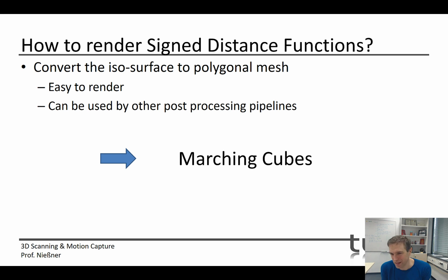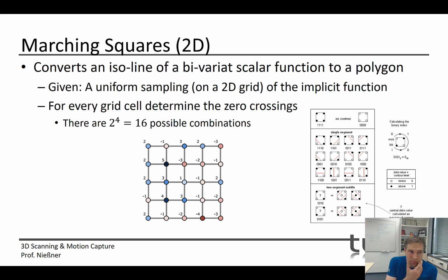This method is already ancient, right? Many people have done this for isosurface level set extractions, and the idea is basically you convert an isoline of a bivariate scalar function to a polygon, and I want to show you quickly how this basically works in 2D. So let's say this is a 2D signed distance field, right? These are the sample points in your 2D grid. These are all the distance values, right? Some distance values are -1, some distance values are +2. So this one is 3, 2, -3, and so on.